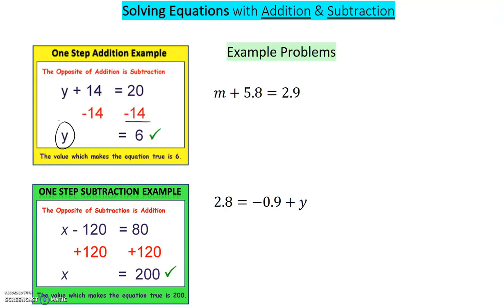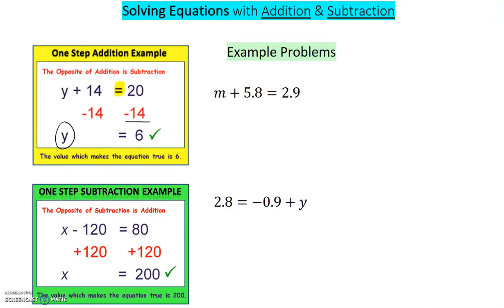So there are only a few things that we're going to think about when we do this. In this case, how do we make a positive 14 change to 0? Well, we subtract 14, and we just have to do that on both sides of the equal sign. Now, in this case, it's a very simple problem. 20 minus 14 gives us 6, and we have our answer, y equals 6.